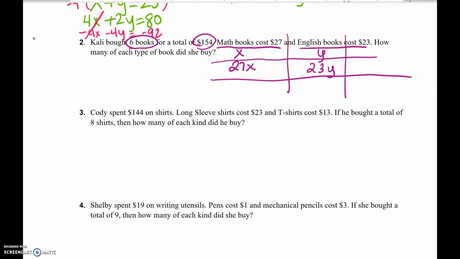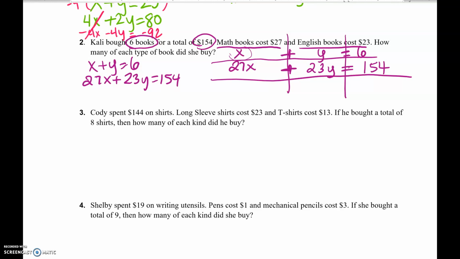Okay, so I know X math books plus Y English books should give me 6 total. So I can add those together and set it equal to 6. So that looks like X plus Y equals 6. And my second one, my 27X plus 23Y should equal my total money, 154. So my second equation looks like 27X plus 23Y equals 154. Okay? And again, solve however you like.